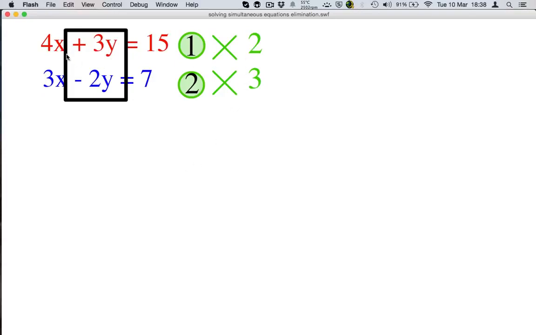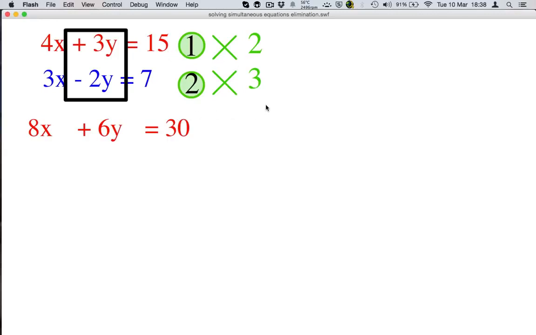2 times 4x is 8x. 2 times 3y is positive 6y. 2 times 15 is 30. Okay, let's just recap. 2 times 4x is 8x. 2 times 3y is 6y. And 2 times 15 is 30.